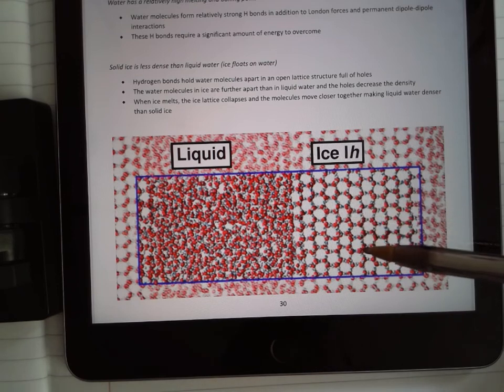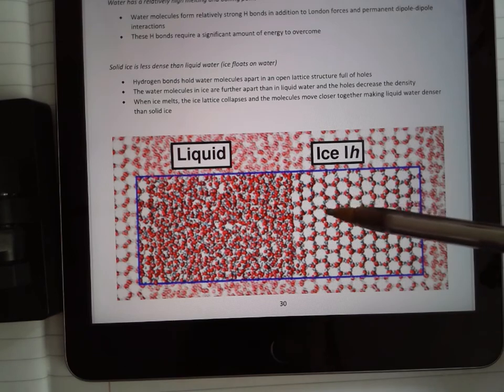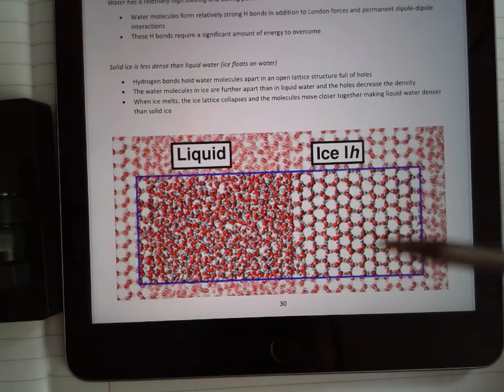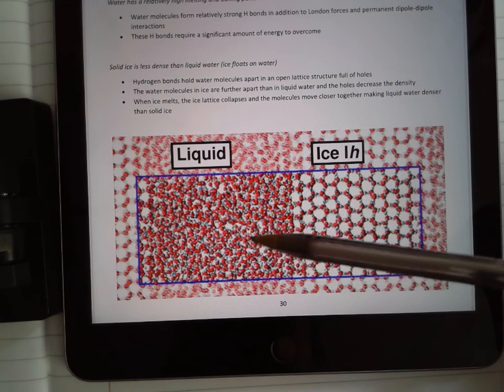This is not what we're used to seeing. We're used to seeing in a solid, particles tightly packed. In a liquid, the particles slightly further apart. That's not the case in water. And because that's not the case in water, because you've got this open lattice structure in ice, ice is less dense than water, and ice can float on water.